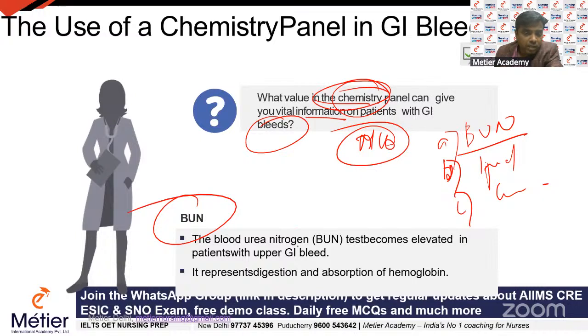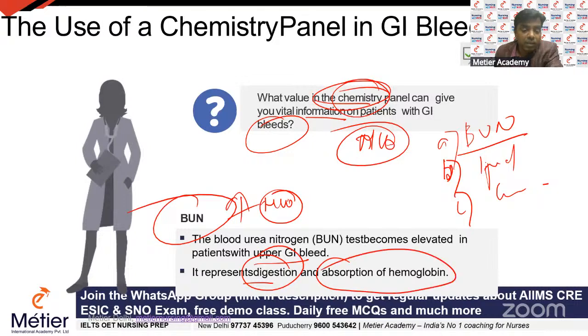Why? The BUN becomes more increased with an upper GI bleed. That is a question which you should know practically, and it represents the digestion and absorption of the hemoglobin. That is the reason why BUN is elevated: the patient has bleeding and there is anemia, Hb will be decreased, and the blood protein is digested and absorbed. So that's the reason why, as vital information in GI bleeding patients, this biochemistry value is very important.